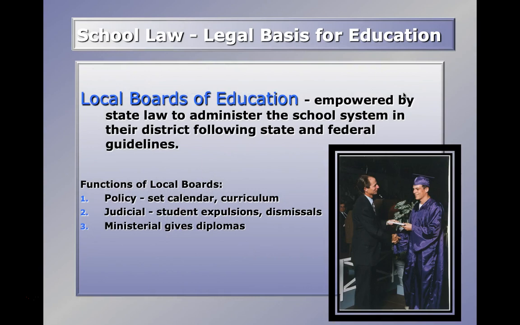Well, the State Board of Education can't really oversee all of the school districts in the state of Kansas. When I first came to Pittsburg State in 1989, there were 316 school districts in Kansas. I think we're down to 392 now. Don't quote me on that, but we haven't consolidated much, and we have a lot of small school districts in Kansas, but they all have a local board of education that are elected by the people in each of the school districts, and they're empowered by state law to administer the school system in their district following state and federal guidelines.